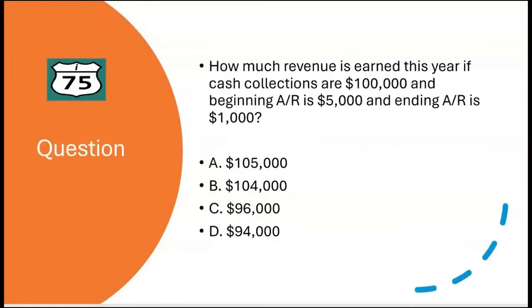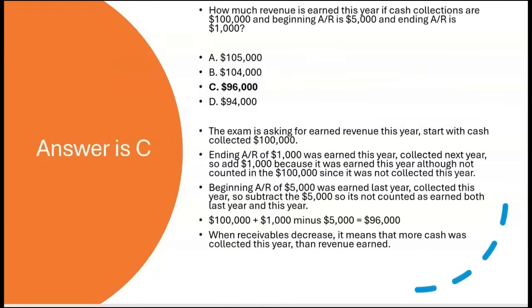How much revenue is earned this year if cash collections are $100,000 and beginning AR is $5,000, ending receivable is $1,000. Notice receivables are going down from $5,000 to $1,000. So once again, a cash to accrual revenue question. The exam is asking for earned revenue this year, and they're starting us with cash collected this year, $100,000. Well, the ending AR of $1,000, that was earned this year, collected next year. So add the $1,000 because it was earned this year, although it wasn't counted in the $100,000 since it was not collected yet. So add ending AR of $1,000.